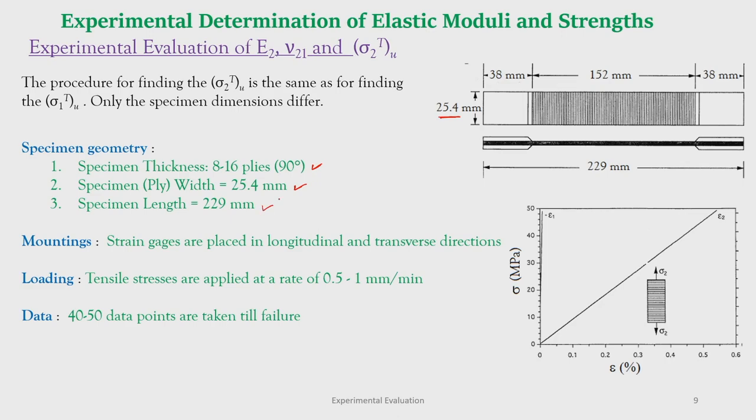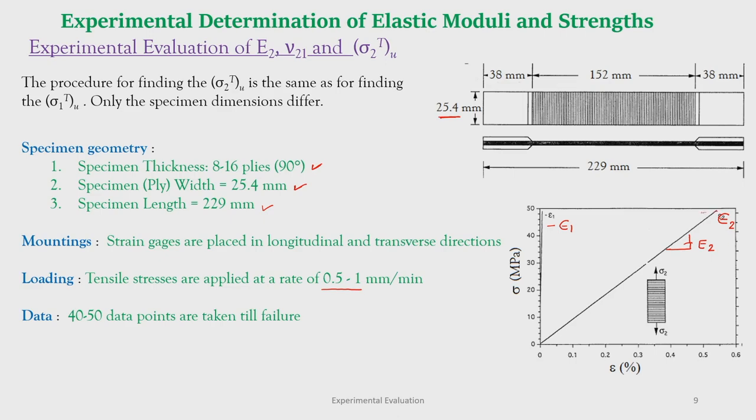Here also, the strain gauges are placed in the longitudinal and transverse directions. The transverse strain gauge gives us the strain reading in the transverse direction, which is required for determination of E 2, and the longitudinal strain gauge reading is required for determination of the minor Poisson's ratio nu 2 1. Here tensile stress is applied at a rate of 0.5 to 1 millimeter per minute, and 40 to 50 data points are taken till it fails. And what do we get from here? The slope of this curve, where this is epsilon 2 and this is minus epsilon 1, actually gives us E 2.